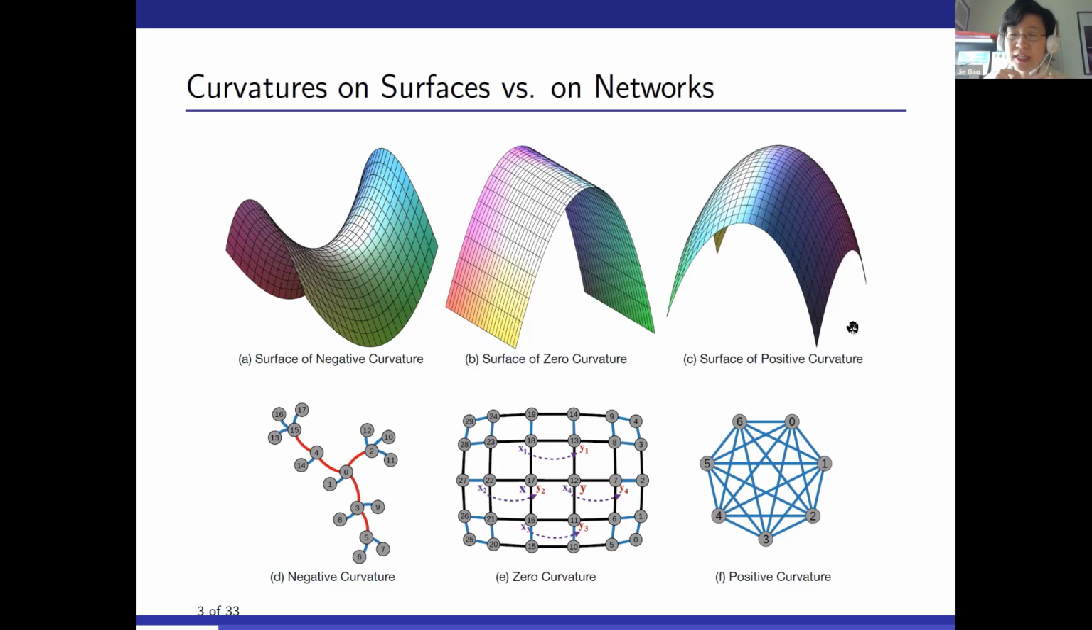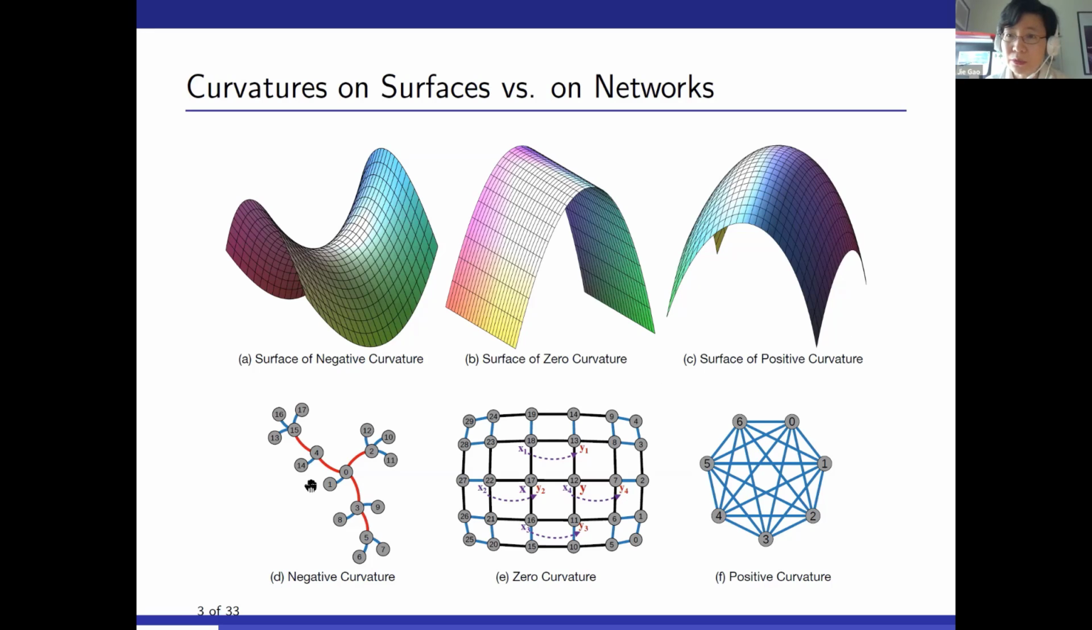Or in other words, around that saddle point, if you look at how much the area grows, it actually grows faster than the case of a plane. It grows possibly exponentially fast as a function of the radius. Or if you think about a sphere, a ball, then the curvature on the sphere is positive. All of these notions, we can find corresponding analogs for the network setting, the graph setting.